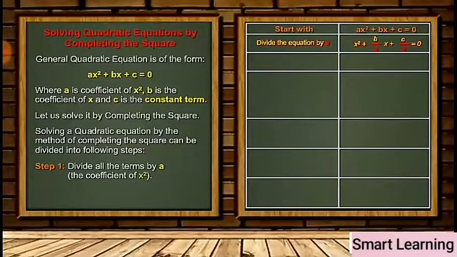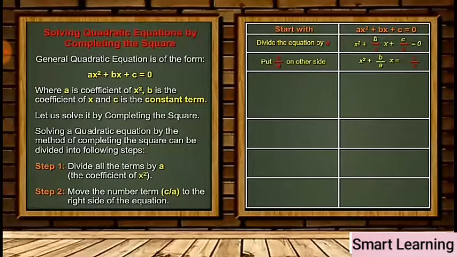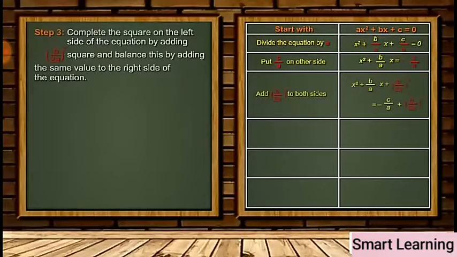Step 1. Divide all terms by a, the coefficient of x². Step 2. Move the number term c/a to the right side of the equation. Step 3. Complete the square on the left side of the equation by adding (b/2a)² and balance this by adding the same value to the right side of the equation.